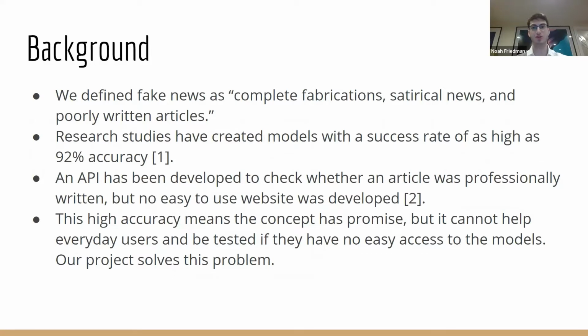We define fake news as complete fabrications, satirical news, and poorly written articles. Research studies have created models with a success rate as high as 92% accuracy, and an API has already been developed to check whether an article was professionally written, but no easy-to-use website was developed. That's where we come in. We use these libraries and already created technology to get that to the normal user and citizen consuming news. This high accuracy means the concept has promise, but it cannot help everyday users and be tested if they have no easy access to models, which is what we aim to do by publishing this website.